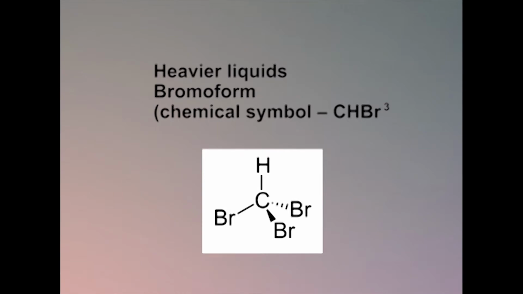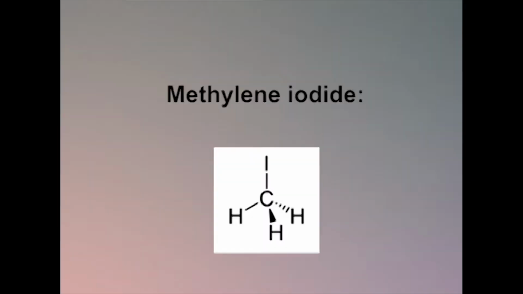Now, bromoform, chemical symbol CHBr3, is a brominated organic solvent and pale yellow liquid at room temperature. It has a high refractive index, very high density, say 2.89 grams per cc, and a sweet odor like chloroform. Methylene iodide, also called iodomethane, is a chemical compound with symbol CH3I. It has high density, that is 2.28 grams per cc, is colorless and volatile in nature.